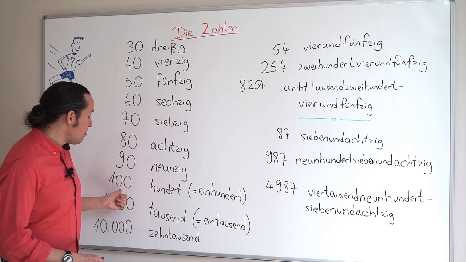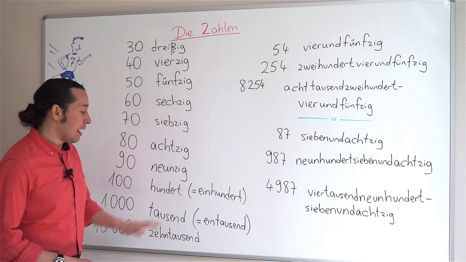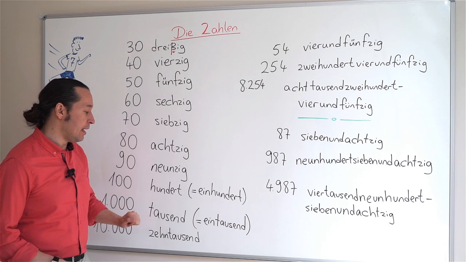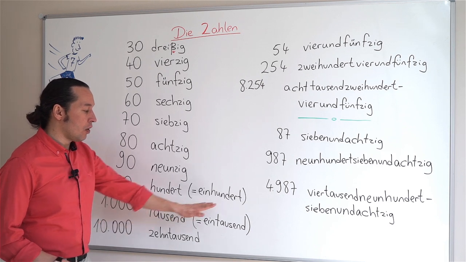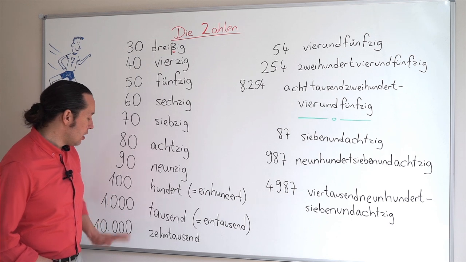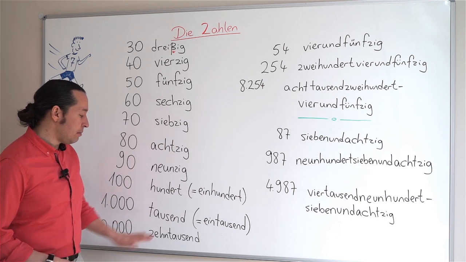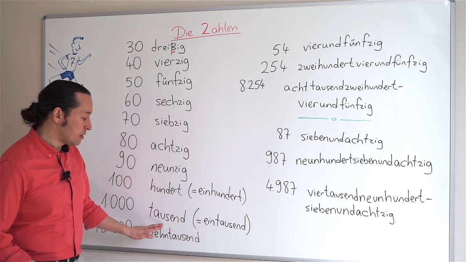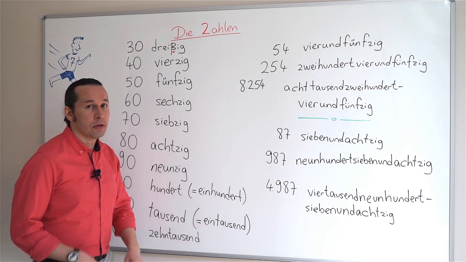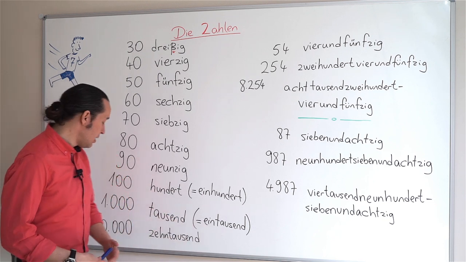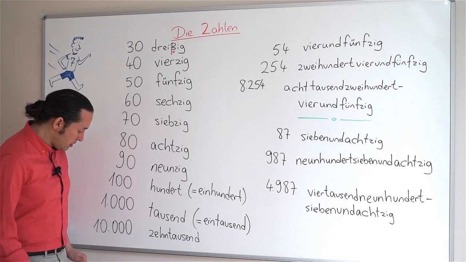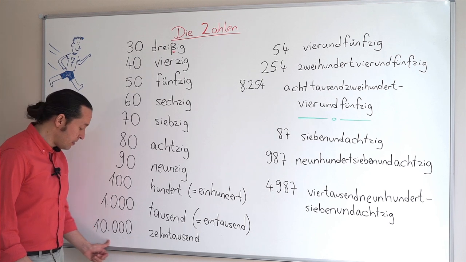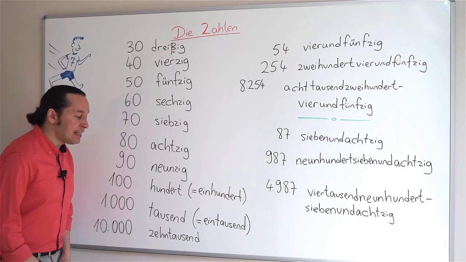If I mention the number 100, I'll say 100. Just like in English, 100. For 1,000, same here, 1,000. I'm sure that this comes to you familiar, right? If I say 10,000, that would be 10, and then I'll add 1,000, that would be then 10,000.